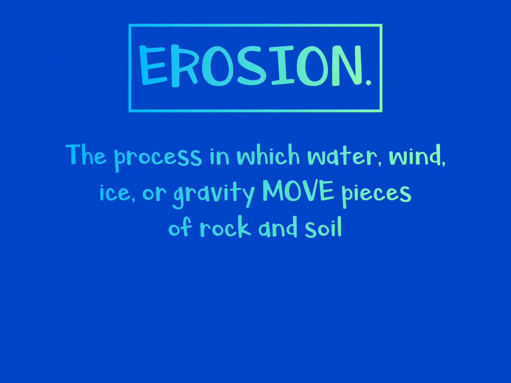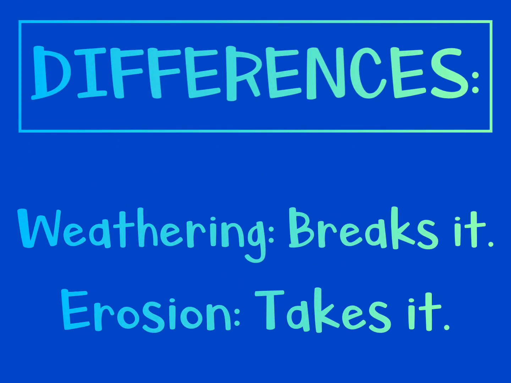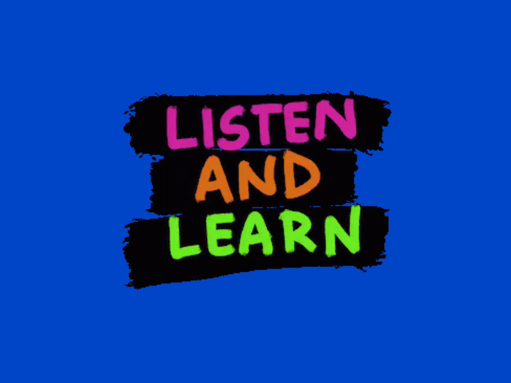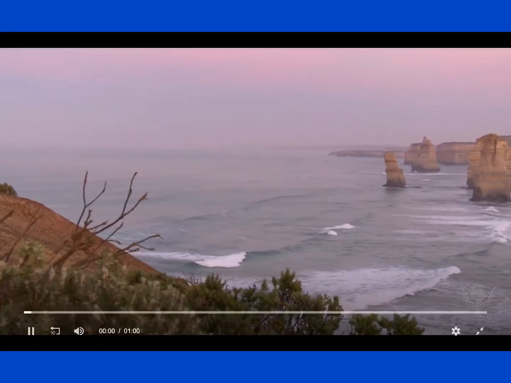All right, so with erosion, the definition is the process in which water, wind, ice, or gravity move pieces of rock and soil. So you notice that the difference between those two things is that erosion is actually moving the rock, while weathering just breaks it down in its spot. Now, please listen to this video explaining the differences between weathering and erosion.